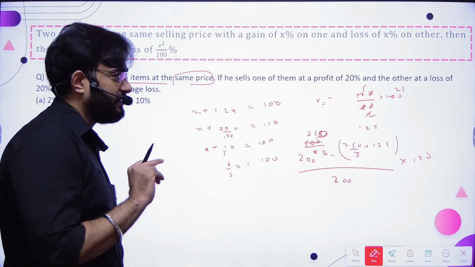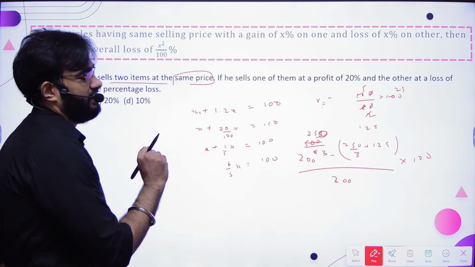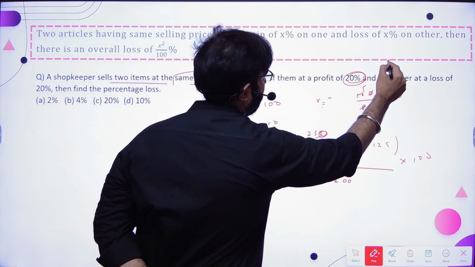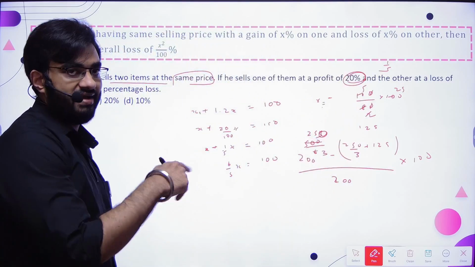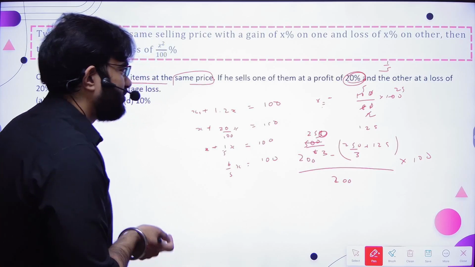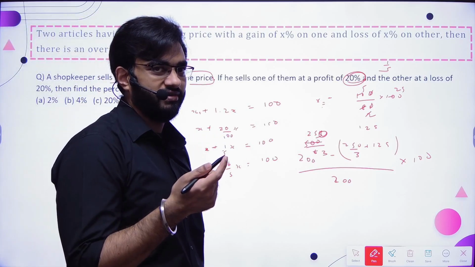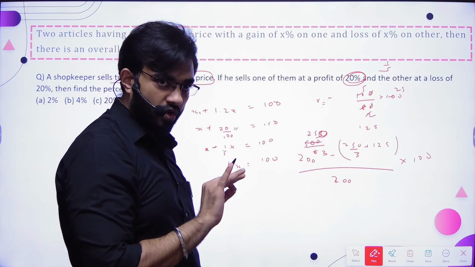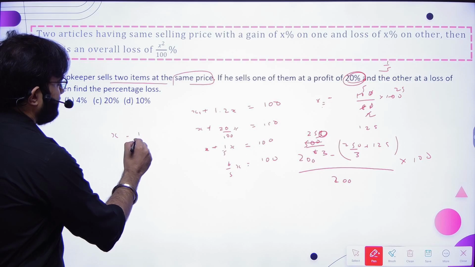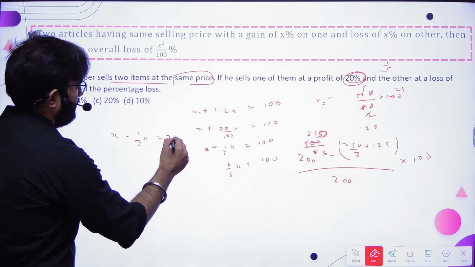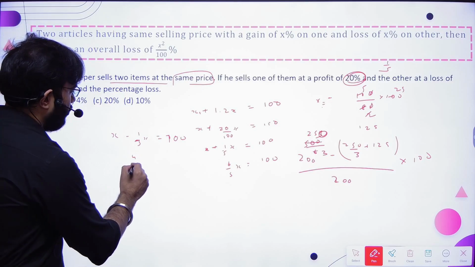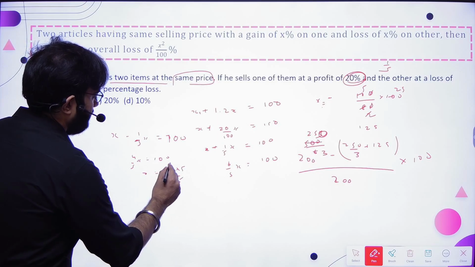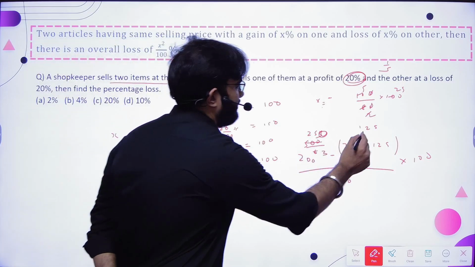Now, the interesting part, the shortcut method. When we are talking about fractions, I said that 20% corresponds to 1 by 5, as I showed in the table previously. Now we have to take out the profit. If the cost price is more, then we have to consider loss. So x minus 1 by 5 x will be equal to 100. Here you can directly get 4 by 5 x is equal to 100, and x is equal to 100 into 5 by 4, which is 125, which we got here.